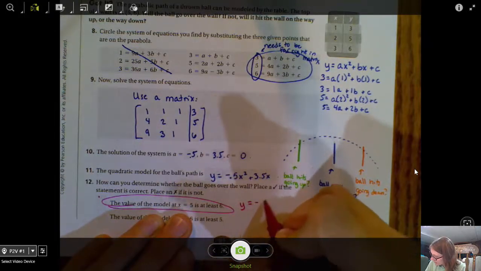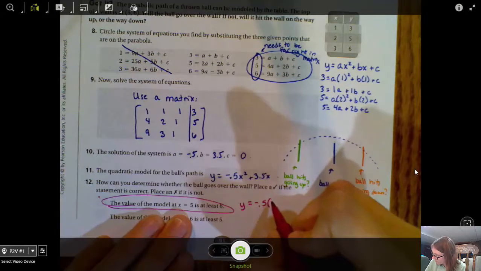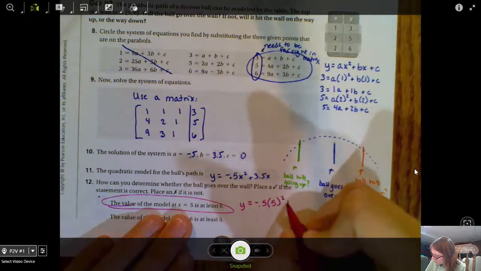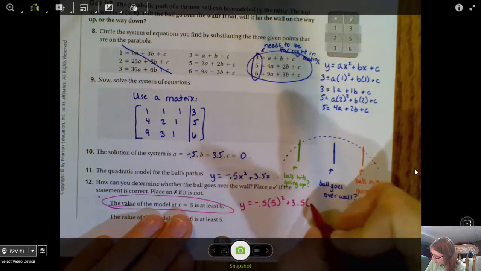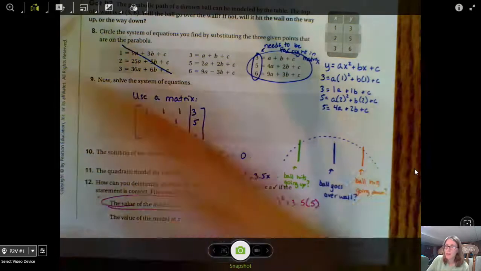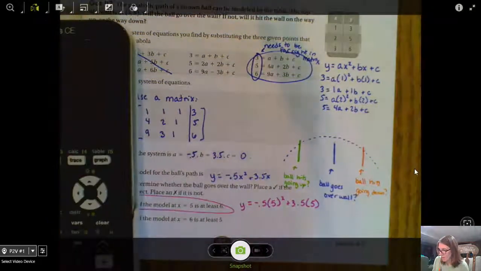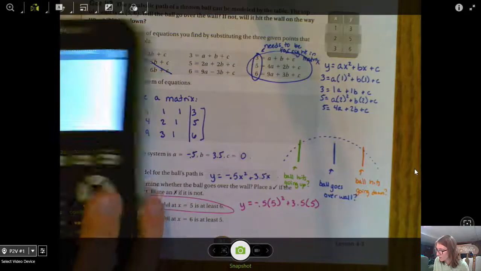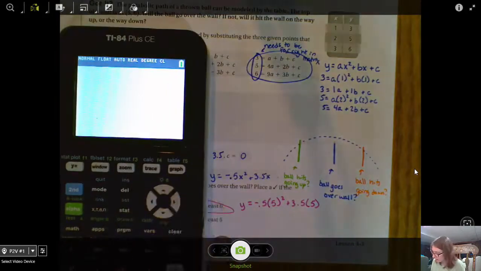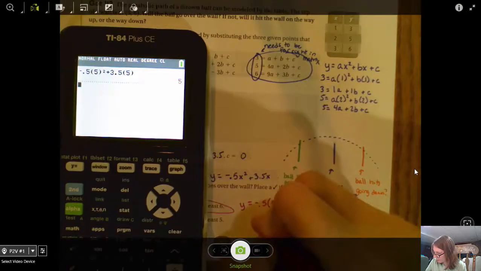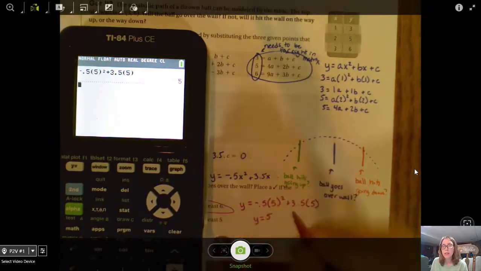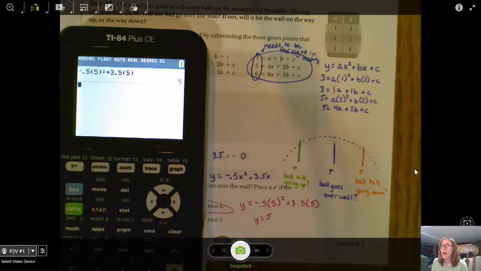Y equals negative 0.5 times, we want to plug 5 in for x. And let's see what we get. And we can just type this straight in our calculator. Negative 0.5 times 5 squared plus 3.5 times 5. And we get our y value is 5. So this tells us right away that the ball is not going to make it over the wall.